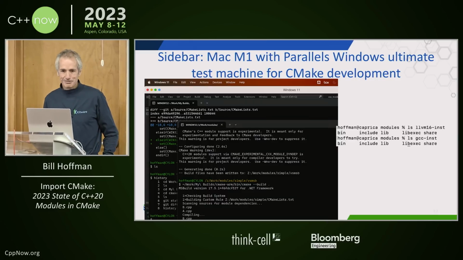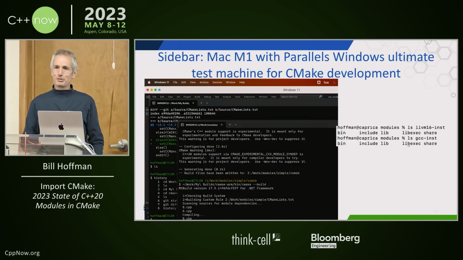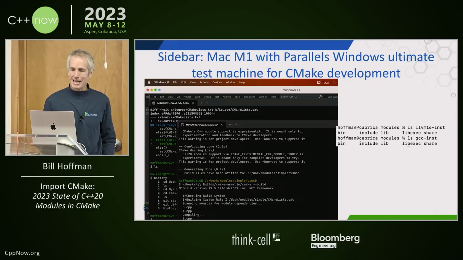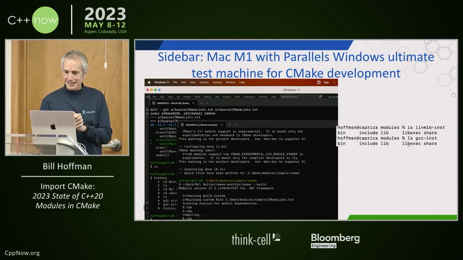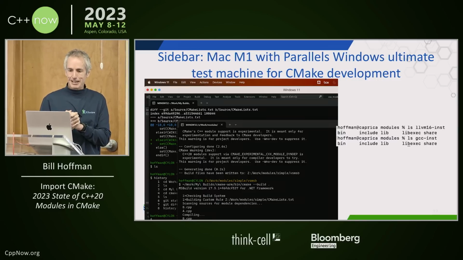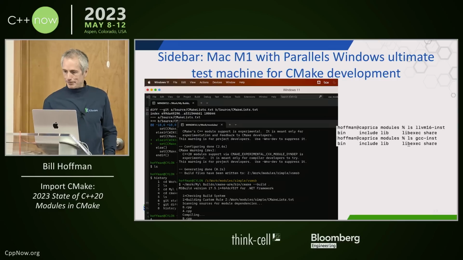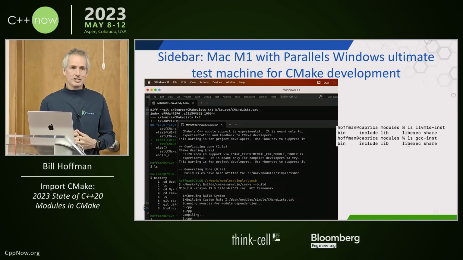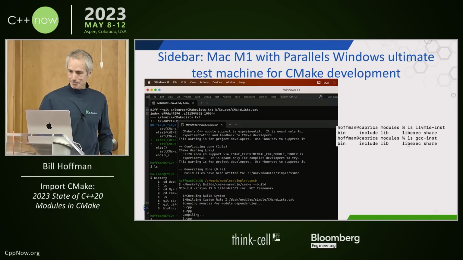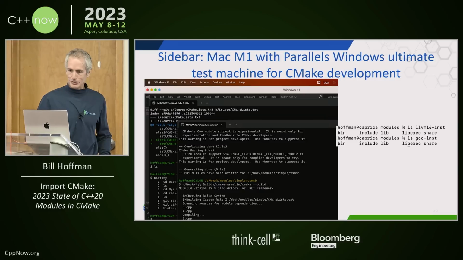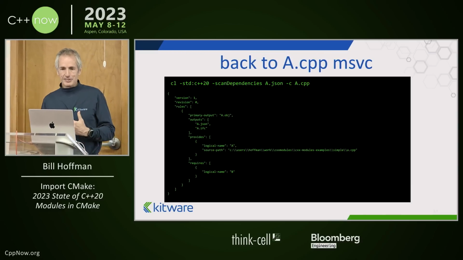All right. Slight sidebar, an improvement from last year when I had just gotten a Mac. Now this is like the perfect CMake developer machine with Parallels. I'm able to run Visual Studio, ARM and x86, and I'm also able to have Clang and GCC working, so I can test all the major platforms on one laptop. Just a slight sidebar, kind of a cool developer setup you can do with a Mac.